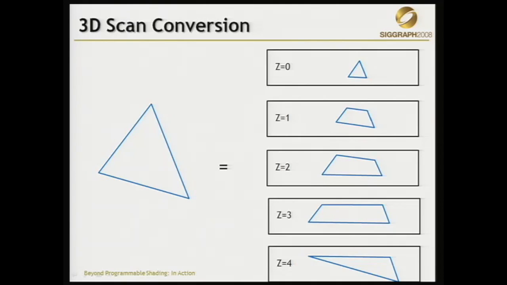Here, each third-dimension slice of the triangle creates a 2D polygon on that slice. And to accomplish this, you find the longest 2 axes of the triangle, scan convert in 2D along those axes, and then offset in 3D along the shortest axis.